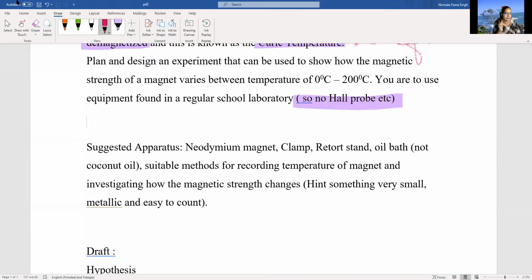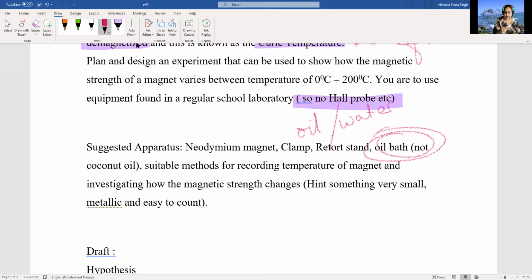All right, a suitable method for recording the temperature of the magnet. The mere fact I'm giving you the instruction to use an oil bath, you should know what an oil or water bath does. An oil bath is simply the same thing as a water bath, except we're replacing the water with oil. There's no water in this lab whatsoever, none. So don't put water in here saying you're going to get burned from the water or the water is going to splash anywhere, no.